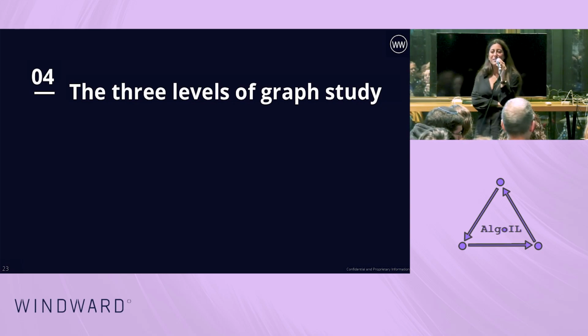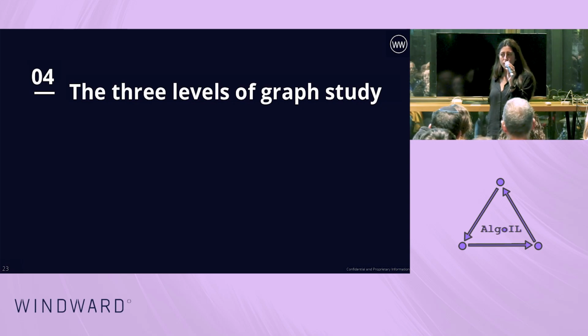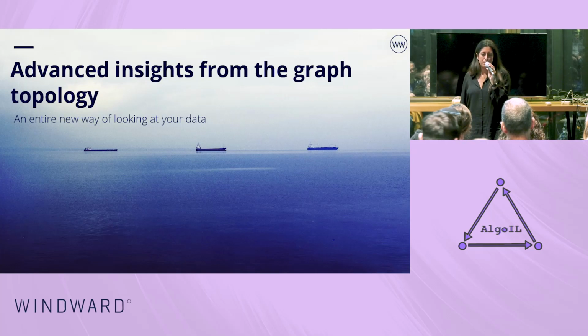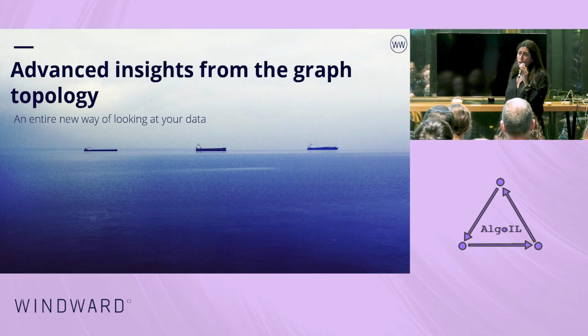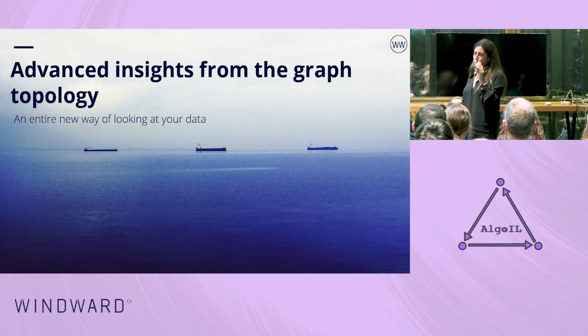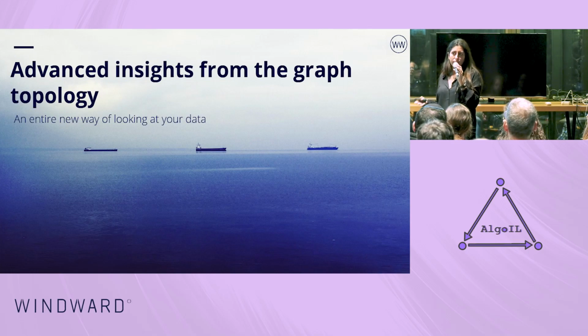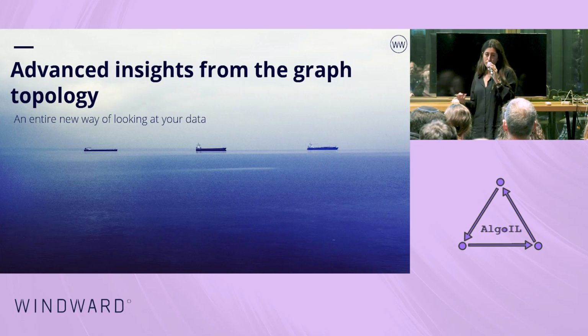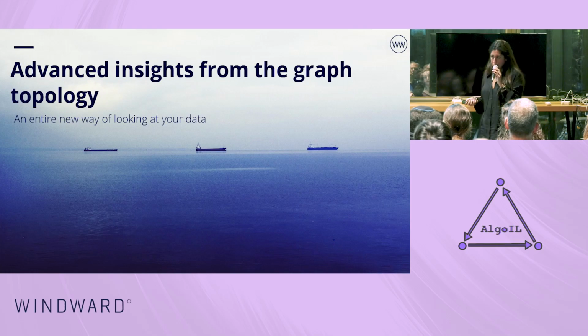So now we're going to look at what we call the three levels of graph study. I think there are three main levels of looking at graphs, working with graphs. The first one is what we would call basic network analysis. It's to work on simple queries on your graph to be able to find insights. The second level is to perform more advanced algorithms on your graph, and the third level is to even fit your graph, to transform your graph to build features out of it.